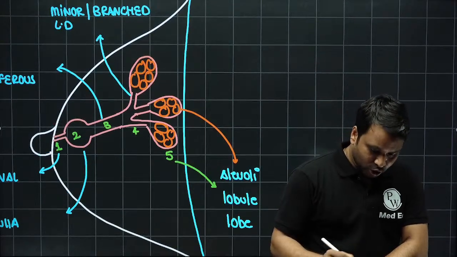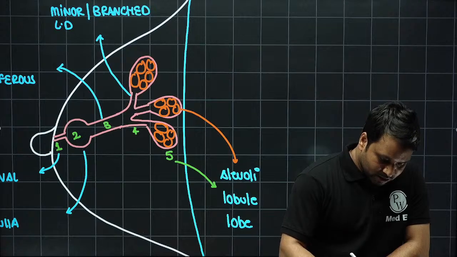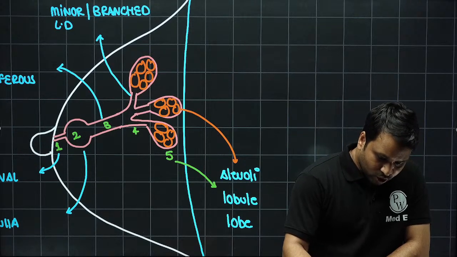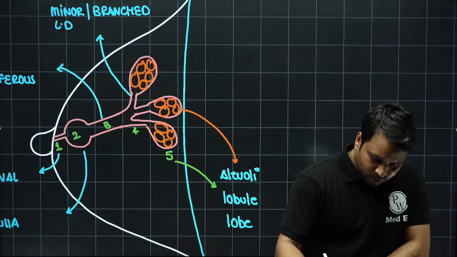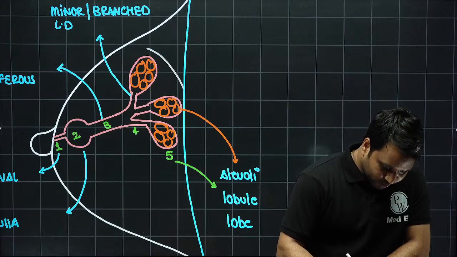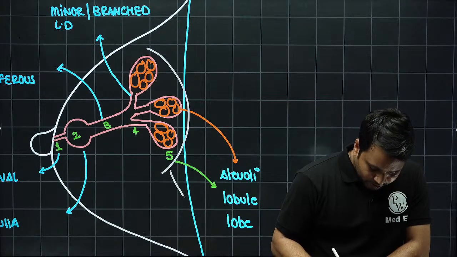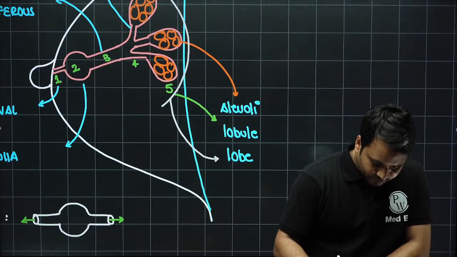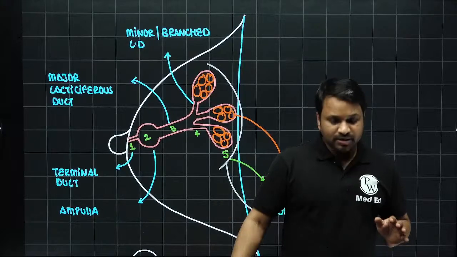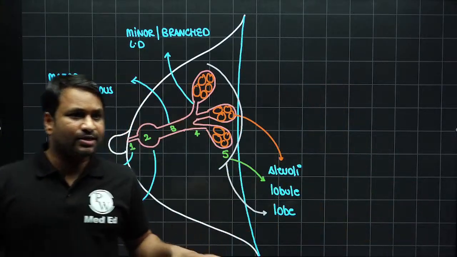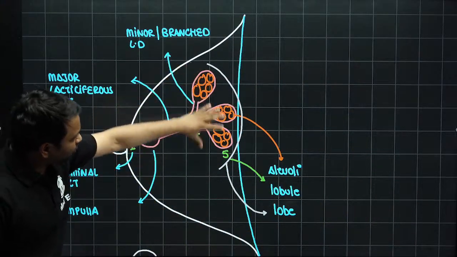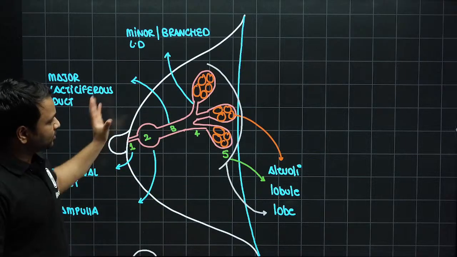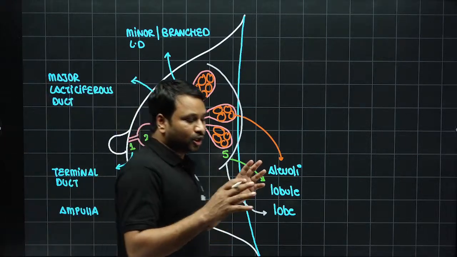So what is a lobe? A lobe would be considered a combination of all. All of these put together is what we call a lobe, right? So you now know that the collection of alveoli is what we call a lobule, and a collection of lobules is what we call a lobe. So this is the entire glandular unit of the breast.